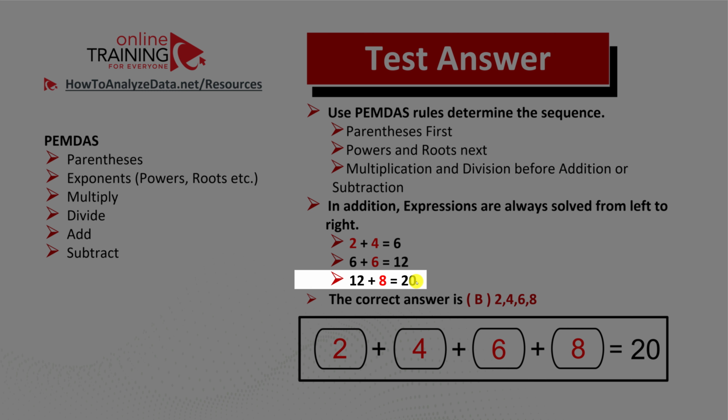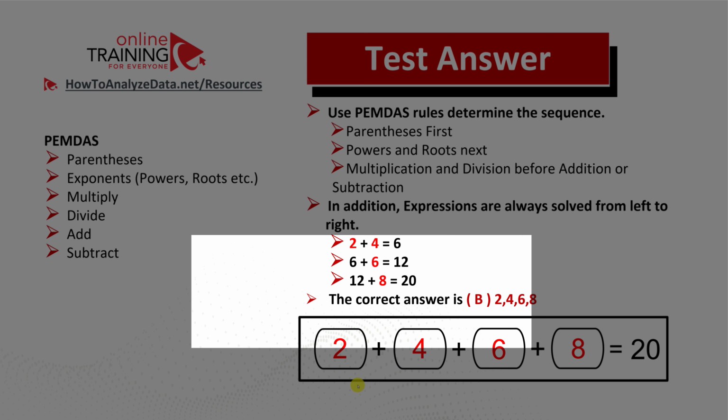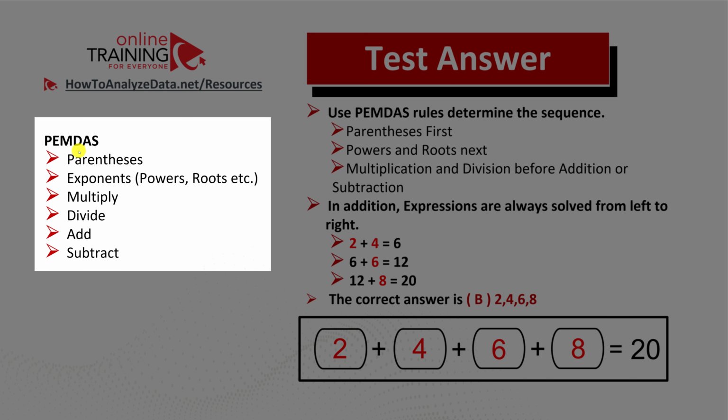A lot of times, though, you may need to use PEMDAS rule, and PEMDAS stands for parentheses, exponents, which includes powers and roots, multiplication, division, addition, and subtraction. And this represents the order of the operation. As I already mentioned, in this particular case, the expression is rather simple. But a lot of times, you may need to use PEMDAS rule, and PEMDAS is something easy to remember. So make sure you use PEMDAS rule.